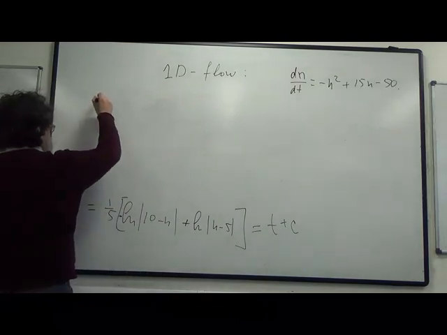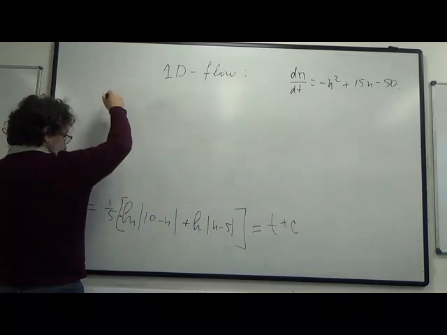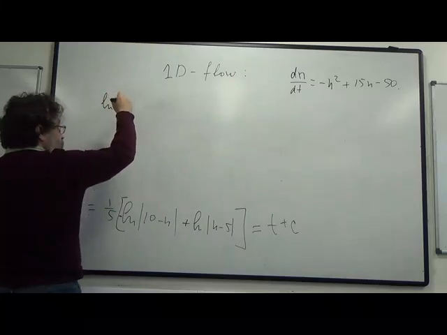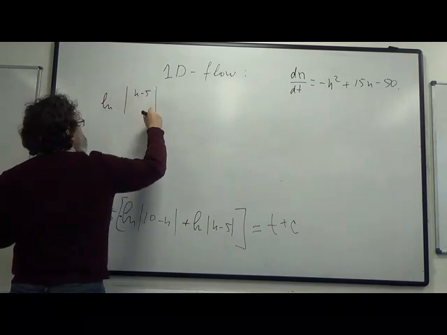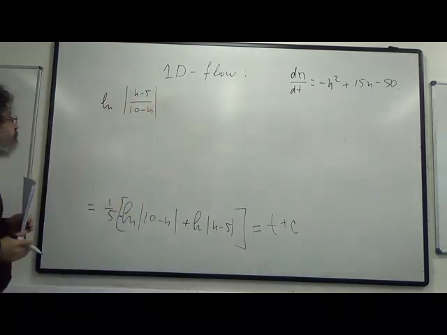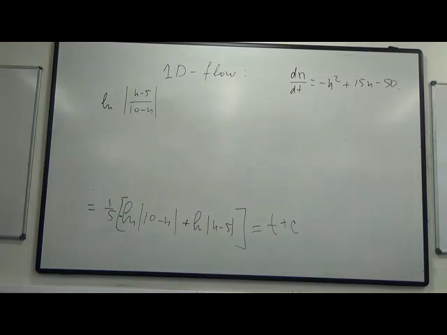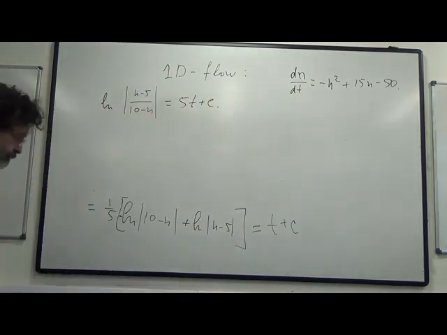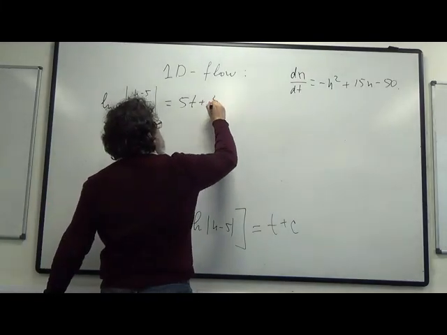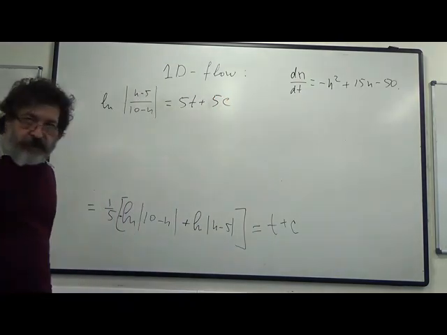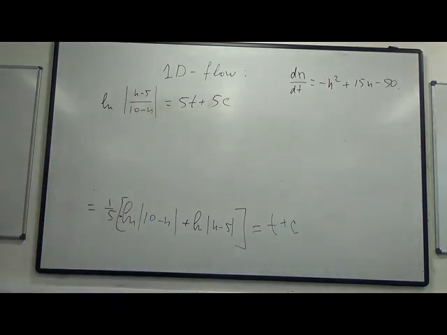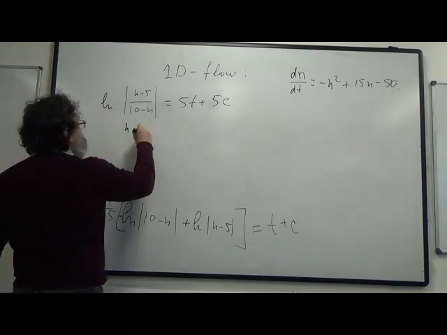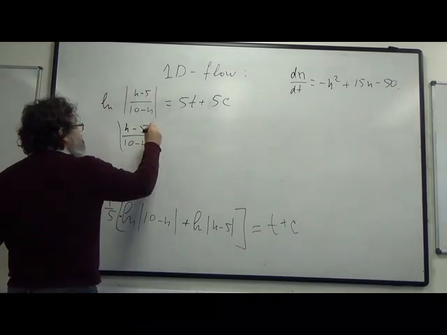left hand side will be, well, I can take 5 over there. It will be logarithm of n minus 5 over 10 minus n. Yeah? And this equals to, let's say, 5t plus constant. Since it's constant, well, I can put here 5 if you want. But since it's arbitrary constant, I can just replace it by something else, by c.